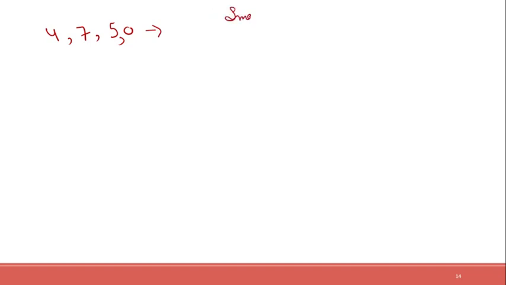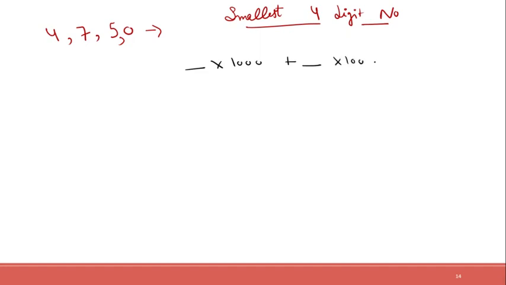So I want you to make the smallest 4-digit number, right? So for the smallest, what we will do is, plus dash into 100 plus dash into 10 plus dash into 1, right? Now how we proceed: we find the smallest digit among these 4 given digits, right? So which is the smallest? 0 is the smallest, right?